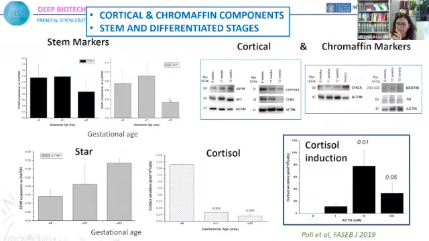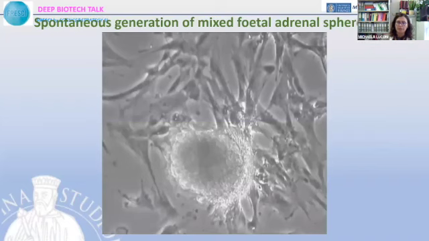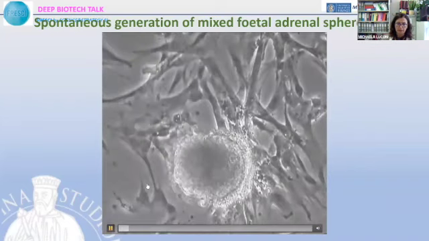And we characterized the presence of the two parts by measuring markers of the cortical part and markers of the medullary part, chromaffin markers, and also measured the ability of these cells to produce cortisol in basal condition, which depends on different gestational age, but also after stimulation with ACTH. So our mixed population can respond by secreting hormones.